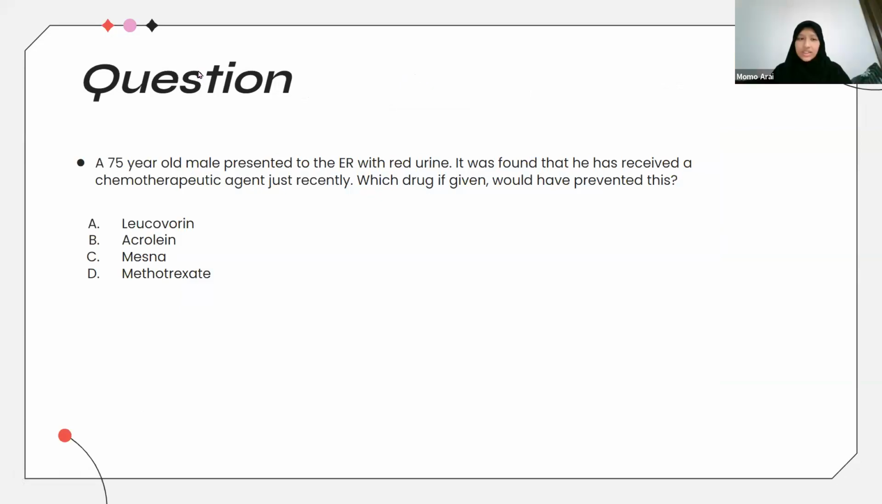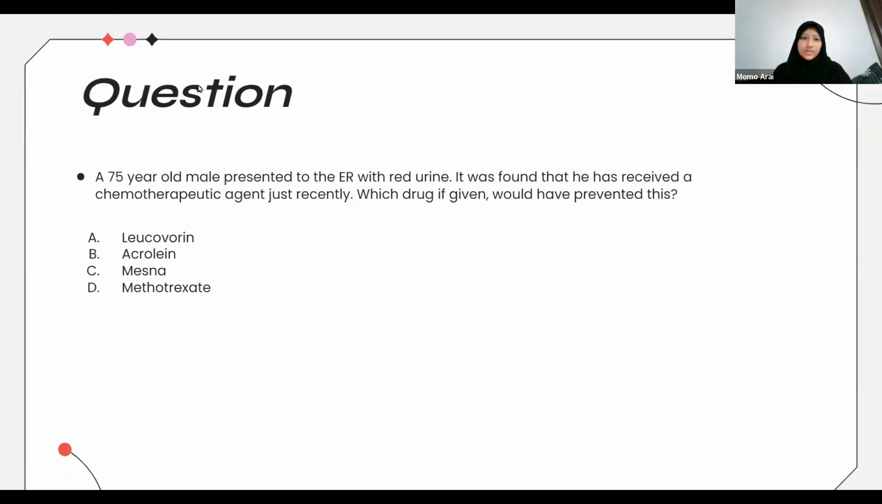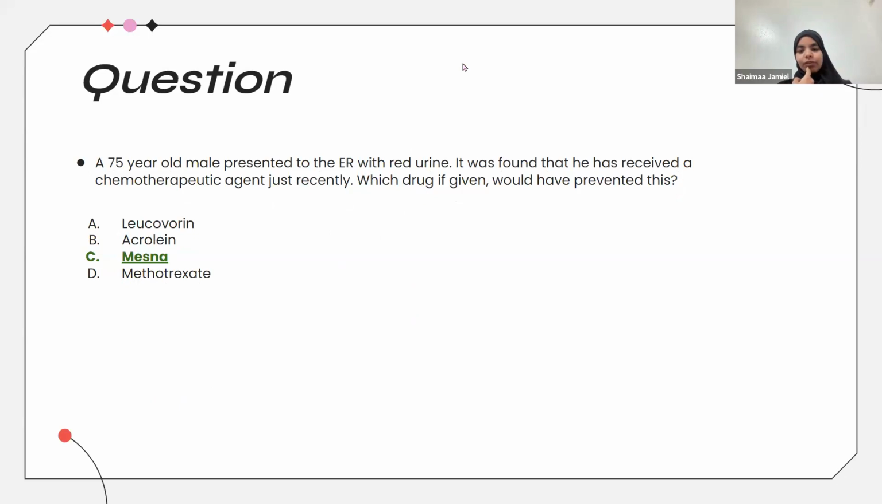Yeah, okay. This one? So a 75-year-old male presented to the ER with red urine. It was found that he received a chemotherapeutic agent just recently. Which drug, if given, would have prevented this? C. Any other answers? C. Okay. Yes, leucovorin would prevent, or is given for what?